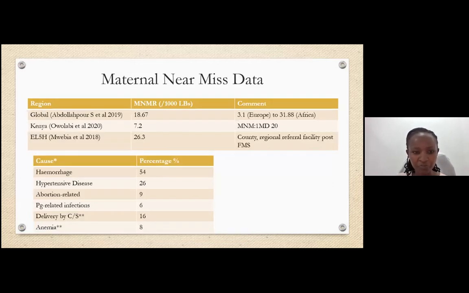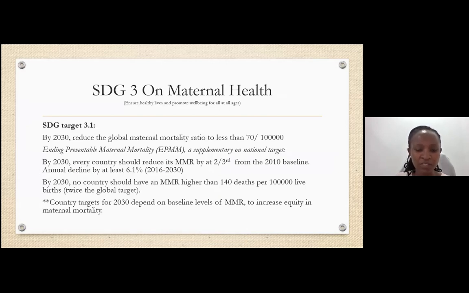Okay, so we've talked about the data. Just to discuss the Sustainable Development Goals on maternal health. So the Sustainable Development Goals is a global developmental agenda basically. And the third one is on health, to ensure healthy lives and promote well-being at all ages. So the first target of the third agenda is that by 2030, globally, the maternal mortality ratio should reduce to less than 70 per 100,000 live births. And you've seen the ratio for Kenya is around 362. You can see where we are.